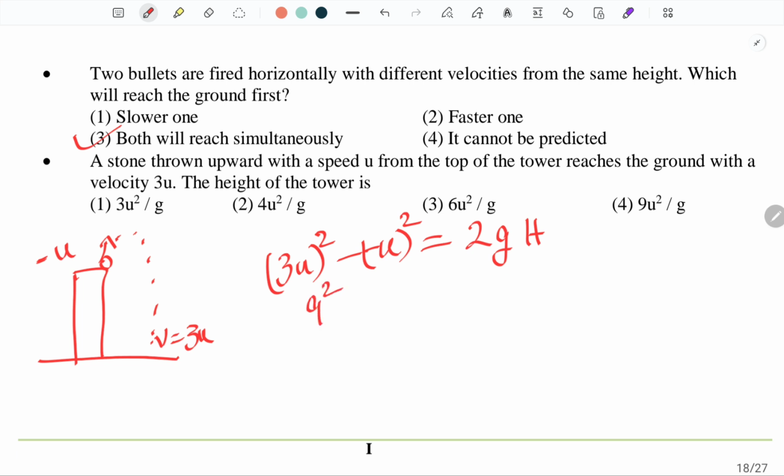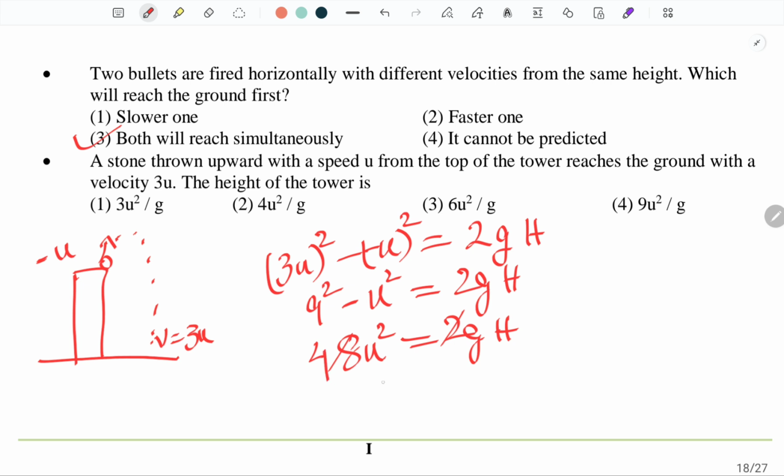Now 9u square minus u square is equal to 2gh. Observe in the options g is as it is, so let us not substitute g, okay? So 8u square is equal to 2gh. 2 ones are 2, 2 fours are 8, so h is equal to 4u square by g is what we are getting. So option 2 is the right answer. H is equal to 4u square by g. I hope this particular question is clear.